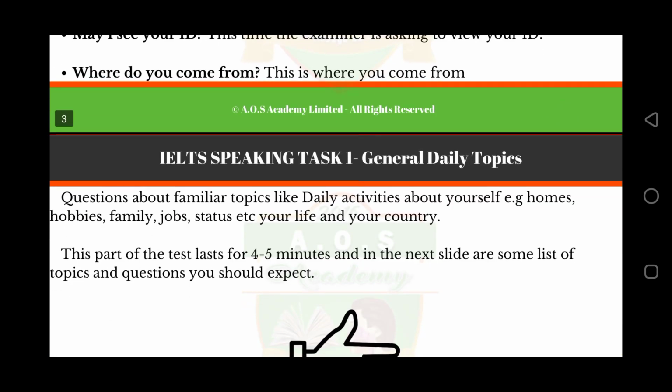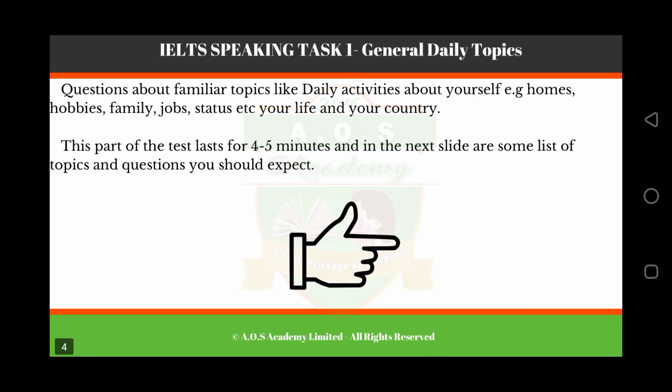So now, moving on to the 3 parts of the speaking test. We have the task 1, which is the general daily topics. Firstly, the candidates and examiner introduce themselves. Then, the examiner will ask you about familiar topics like daily activities about yourself, for example, your home, your hobbies, family, job, status, and so on and so forth. They can ask you about your life and your country.